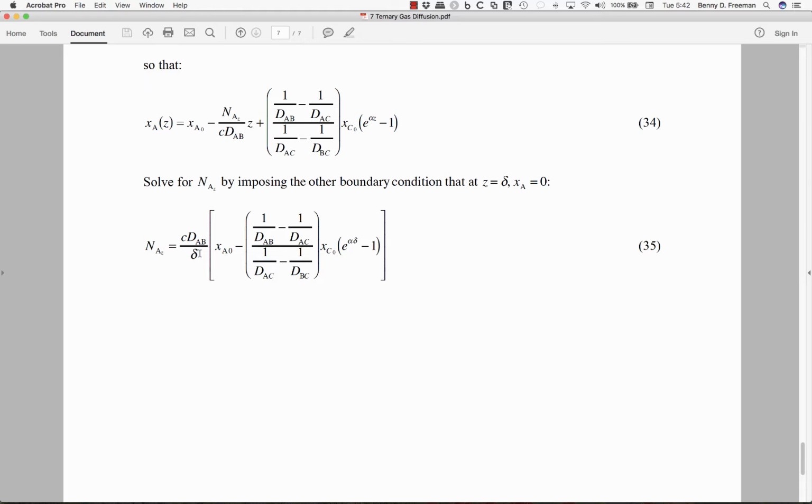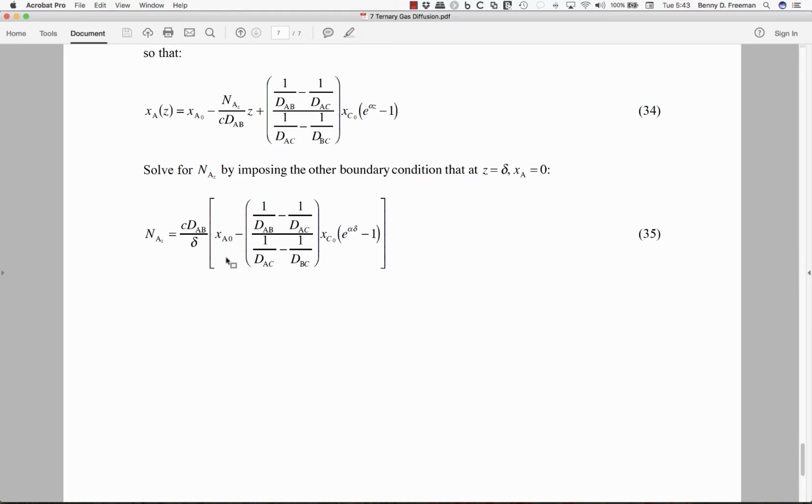That is exactly the result you'd get if you had integrated the simplest form of Fick's law for a binary case, that the flux is equal to minus D times dc dz in this case, and integrated that for constant diffusion coefficient, taking as boundary conditions that at z equals 0, xa is equal to xa0, and at z equals delta, xa is equal to 0. So this reduces to that simple case when there's no inert present.